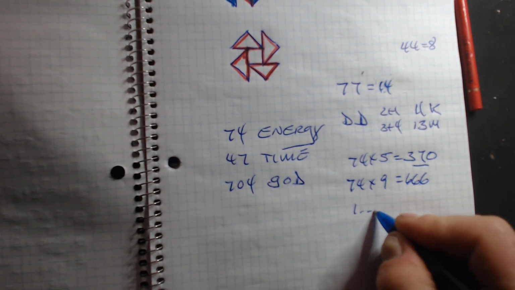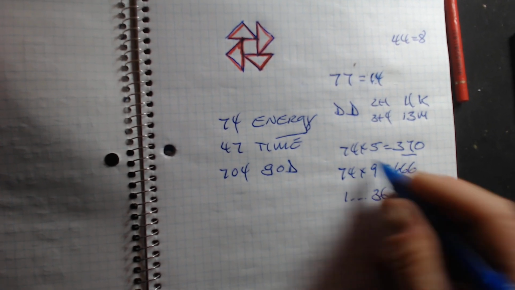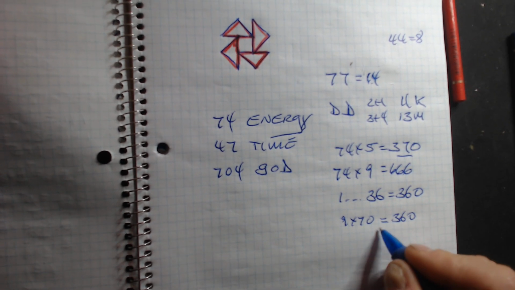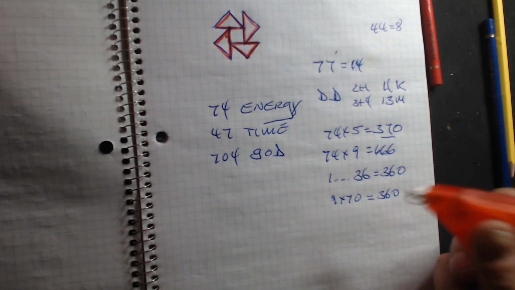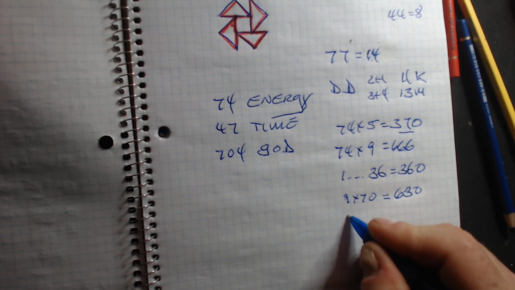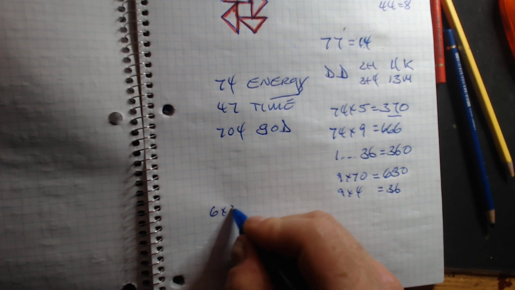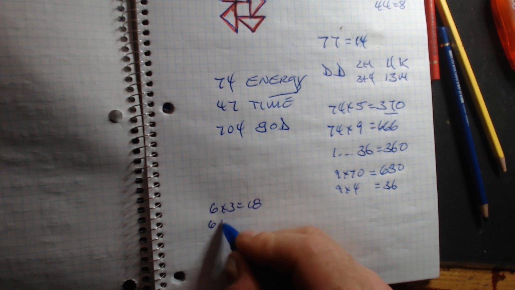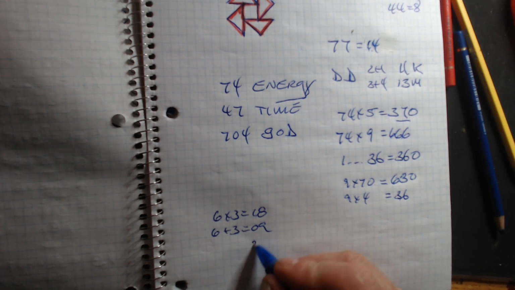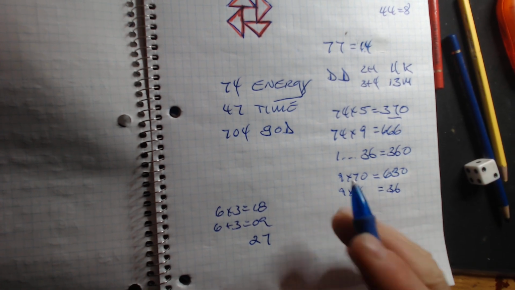When you add up 1 over to 36, it equals 360. But what's ironic about this, when you multiply 9 by 70, it equals 630. Let me think straight. When you multiply 9 by 4, it equals 36, which is 6 times 3 equals 18. 6 plus 3 equals 09. They're actually both 99, and this will create 27, the 2 dot with the 7 void in the center equaling 27.